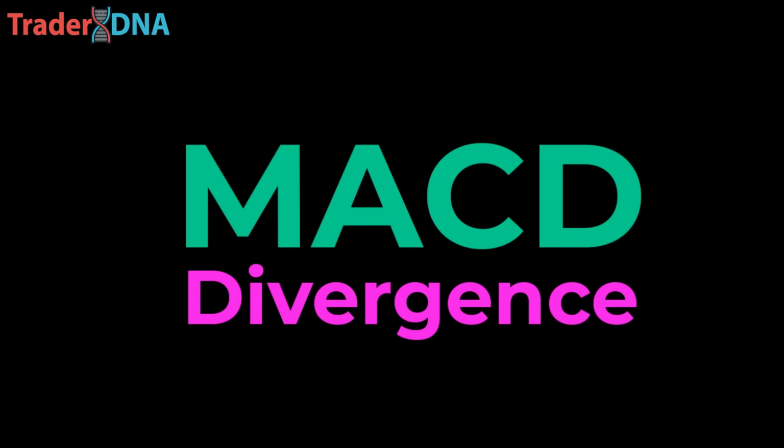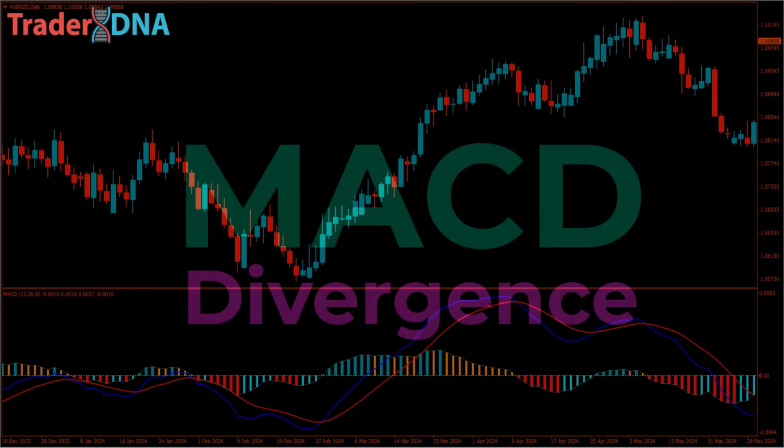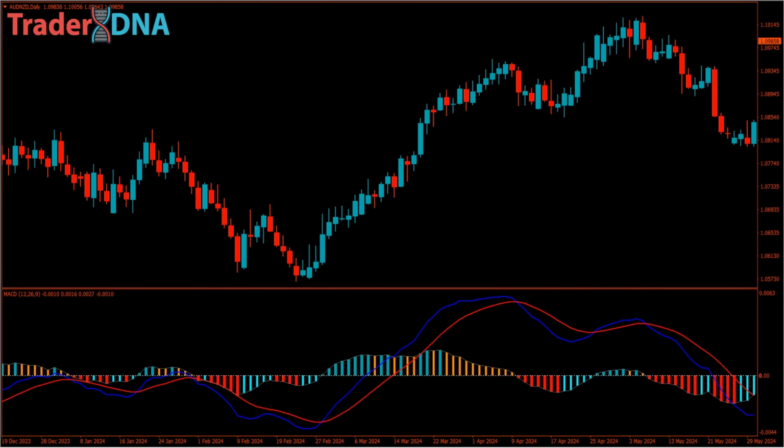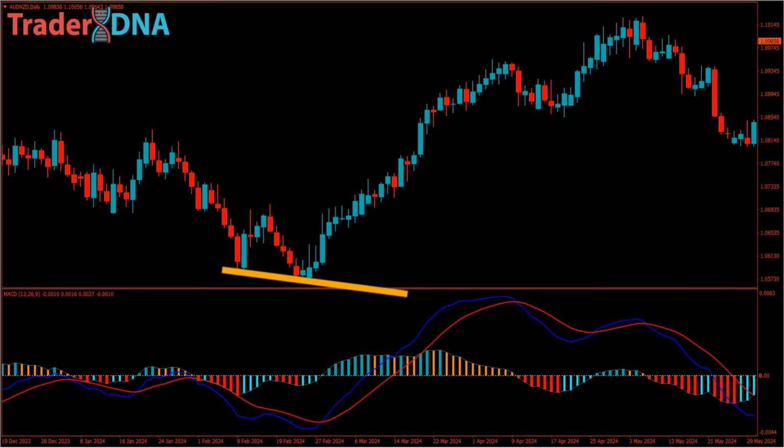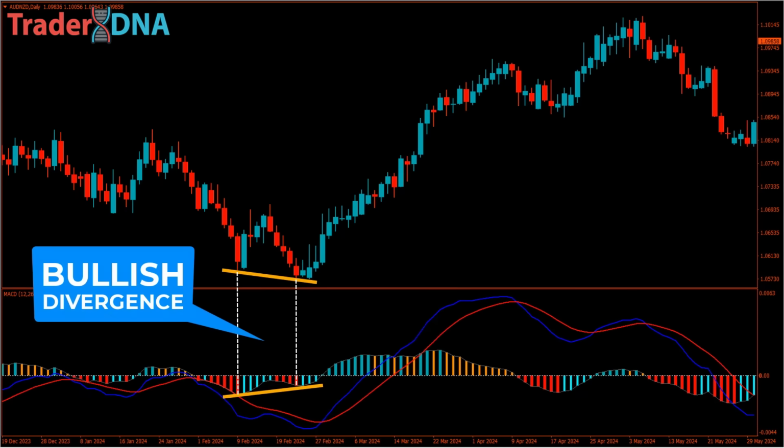Divergence is a powerful signal of potential market reversal and can be instrumental in spotting trend changes. Essentially, divergence occurs when the price of an asset and the MACD indicator are moving in opposite directions. For instance, in the scenario where the market creates a lower low while the MACD is showing a higher low, we identify this as bullish divergence.